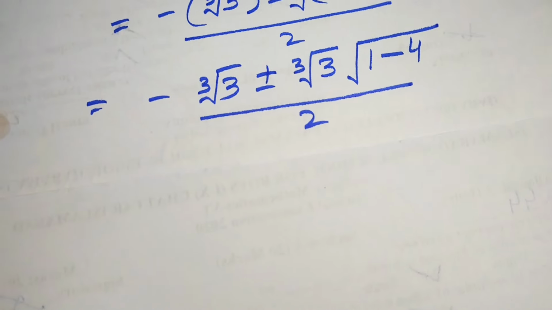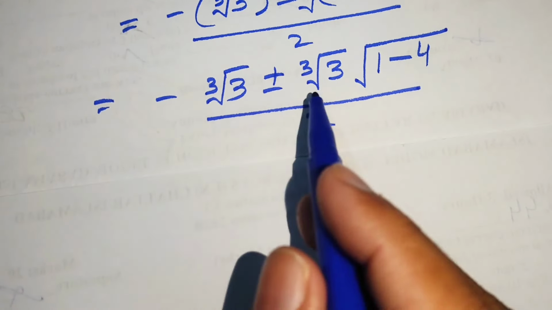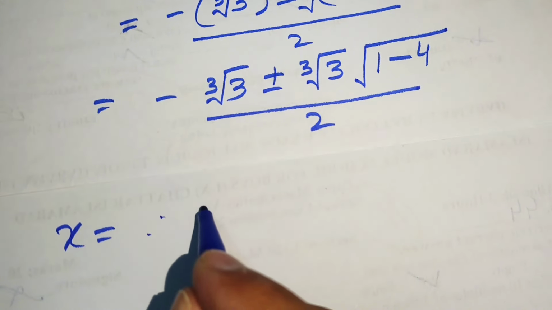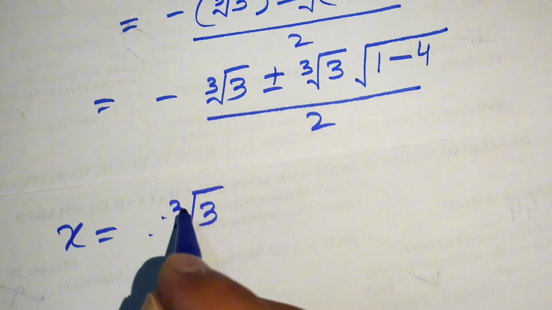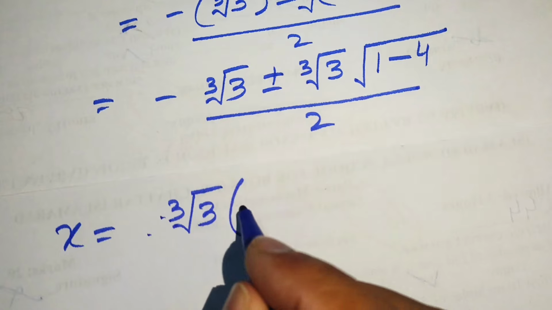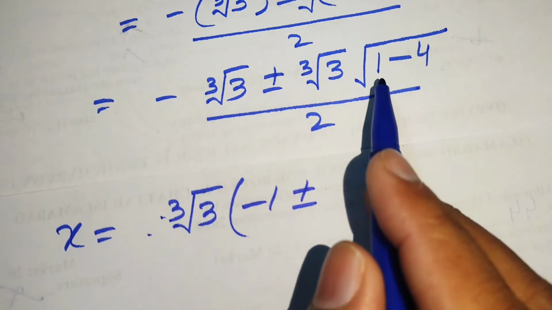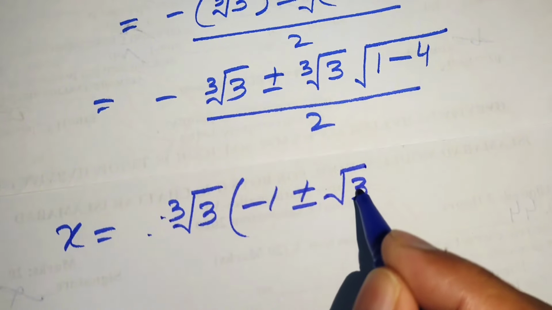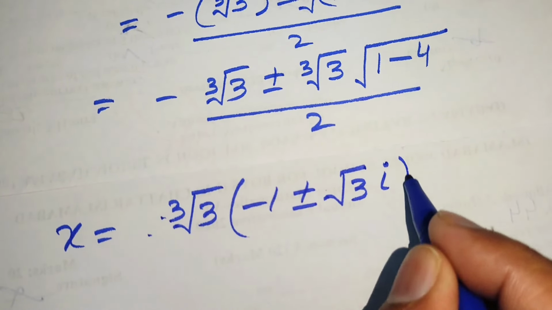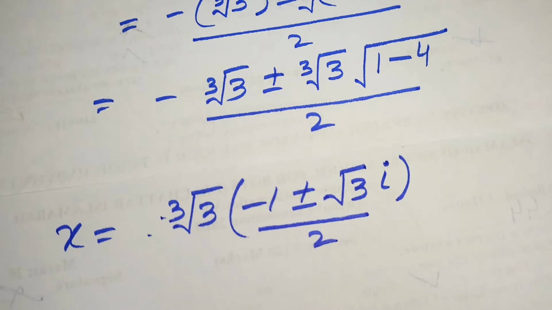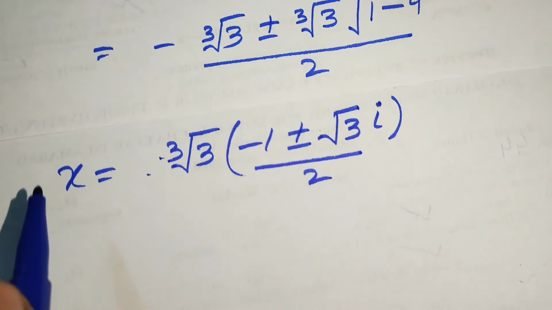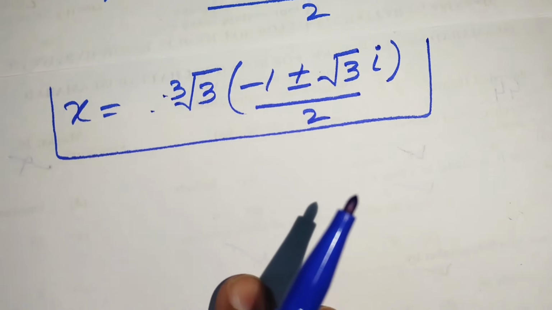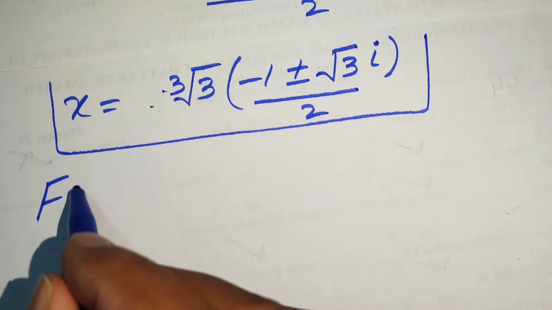And after that, here we take common cube root of 3 from the upside, and it is written as x equals cube root of 3 into, here you get minus 1 plus minus, here you have 1 minus 4 minus 3, and minus 3 is equals to square root of 3 into iota, and it is divided by 2. So these are the two complex roots which we get here from case number 1. And now we move towards our second case or second equation.